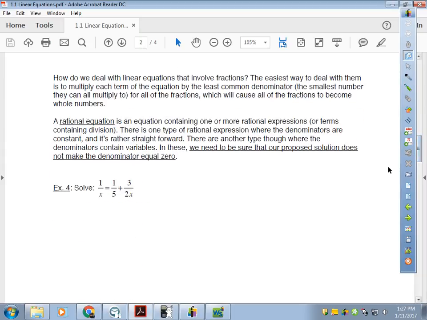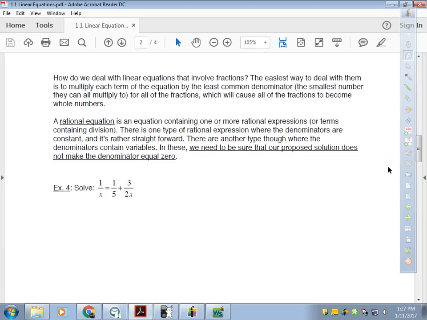So the next thing we're going to deal with is linear equations that involve fractions. When you have a linear equation that involves a bunch of fractions, the easiest way to deal with them is to just multiply every term of the equation by the least common denominator. Now, the least common denominator is the smallest number that all of the denominators can multiply to get to. Smallest number that they can all get to. Now, when you multiply every term by that least common denominator, the fractions will go away and you'll just have whole numbers.